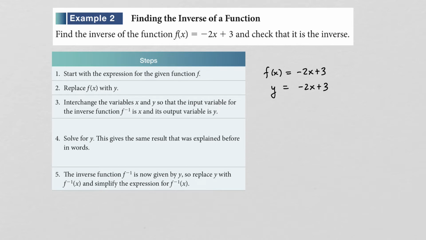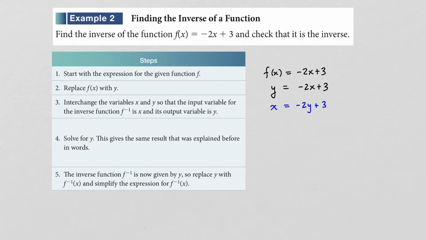Now the reason we're doing this is because when you have an inverse function, it is going to invert x and y. So the x and y simply get switched. And that's the third step. Interchange the variables x and y so that the input variable for the inverse function is x and the output variable is y. So y becomes x and x becomes y. And now what we're going to do is solve for the new y.